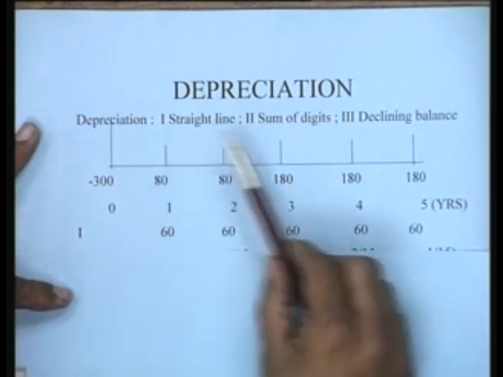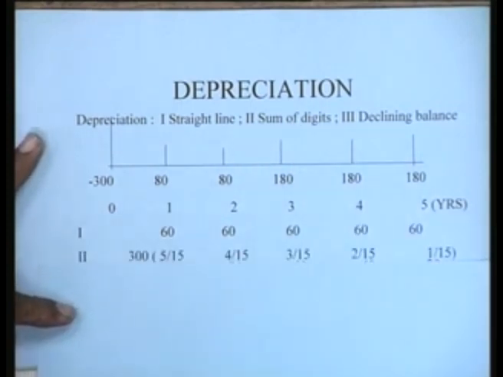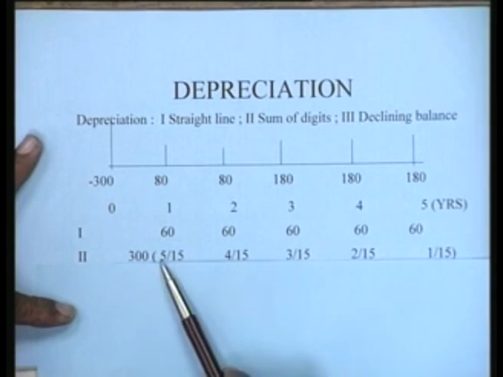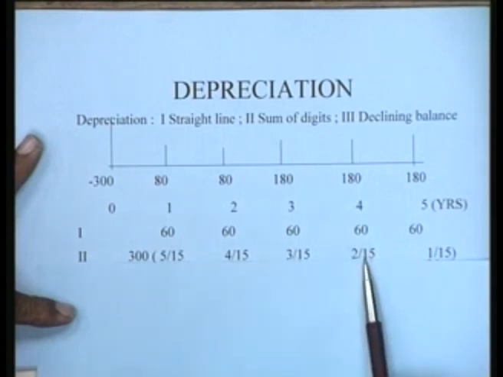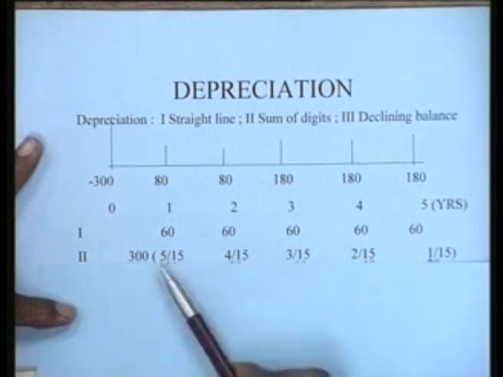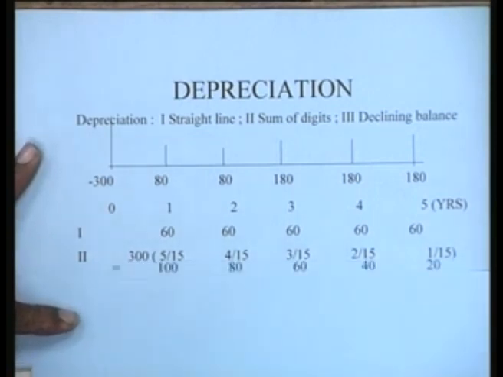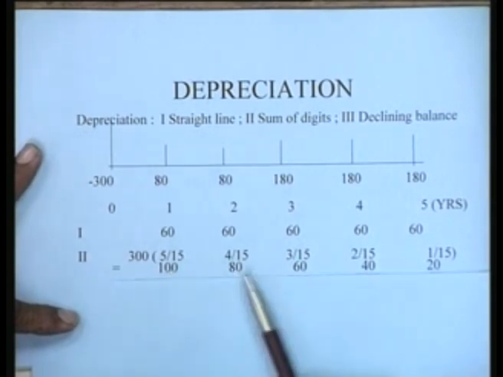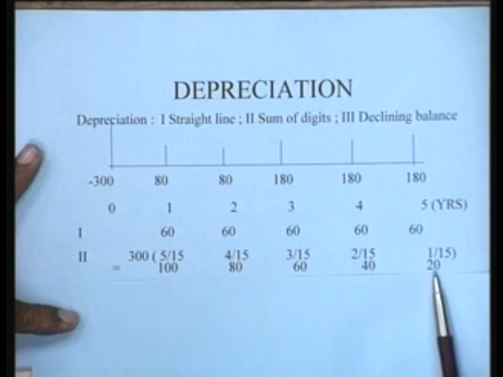What would be the amount of depreciation if we use the sum of digits method? In the sum of digits method, the sum of these 5 digits is 15, right? So you would take in the first year, because there are 5 years, 5 by 15, 4 by 15, 3 by 15, 2 by 15 and 1 by 15. The total sum of these is actually 15 by 15, which means 1. So the total depreciation will be 300, and this works out to 100 as the depreciation in the first year, 80 in the second year, 60 in the third year, 40 in the fourth year, and 20 in the fifth year.